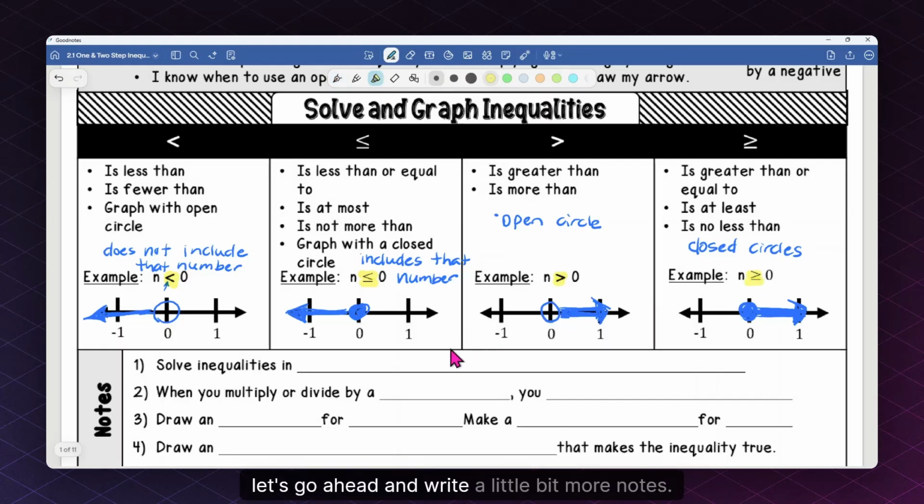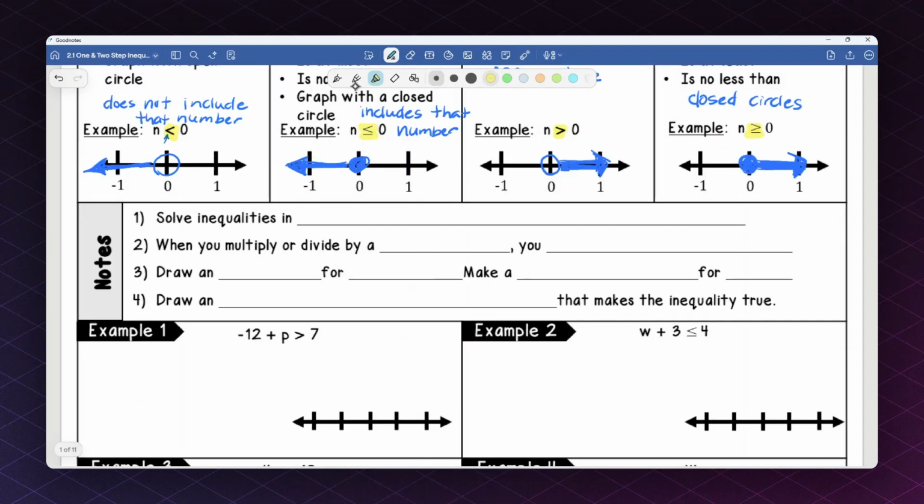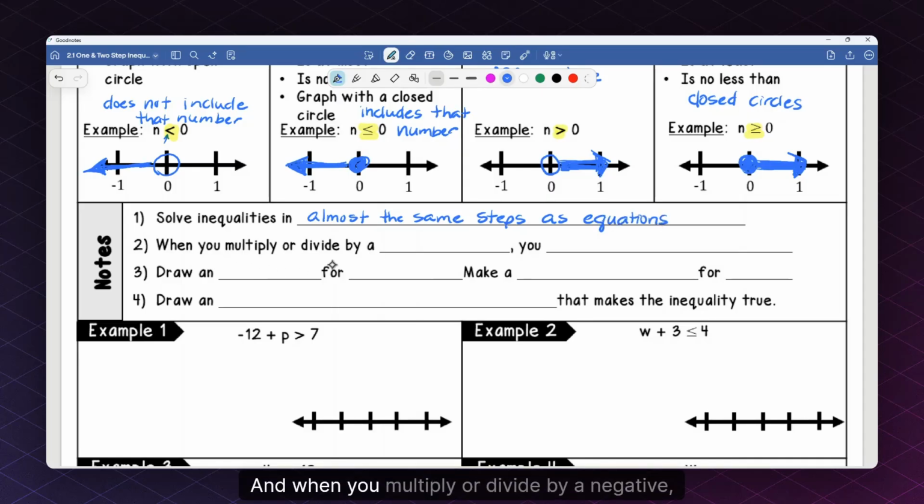All right, let's go ahead and write a little bit more notes. So we drew these pictures so that you can remind yourself of what they are. But it says solve inequalities in almost the same steps as equations. And when you multiply or divide by a negative, you are going to flip the inequality.